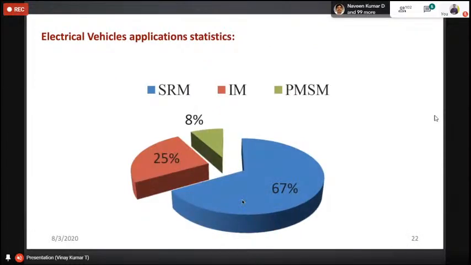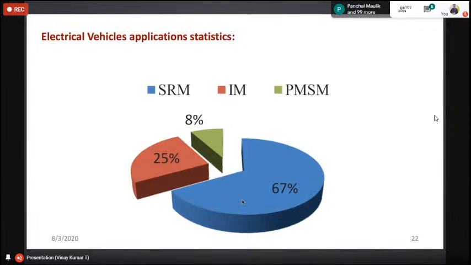So come to electric vehicle statistics, application wise. Here 67% of motors in electric vehicles are SRM, right? 8% permanent magnet synchronous machine, 25% induction machine. Nowadays, in most of the cases, most of the electrical drives, they are trying to replace SRM and induction machine with permanent magnet synchronous machine.